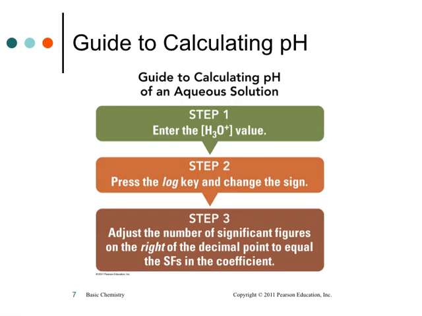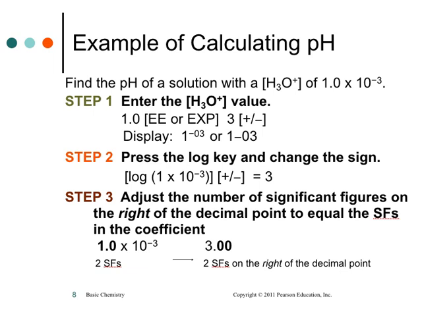So, everything is based on the concentration of acid. So you take the concentration of your hydronium ion, whatever that concentration is, hit the log key, and then change the sign from positive to negative or negative to positive. And then that is your pH. You adjust the number of significant figures to the right of the decimal based upon how many coefficients you had in the original concentration. So here's an example.